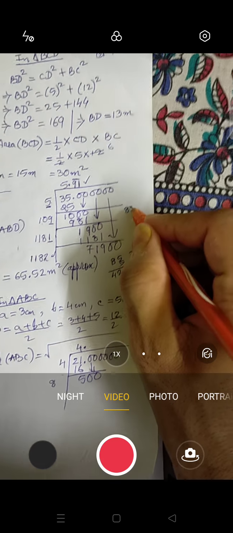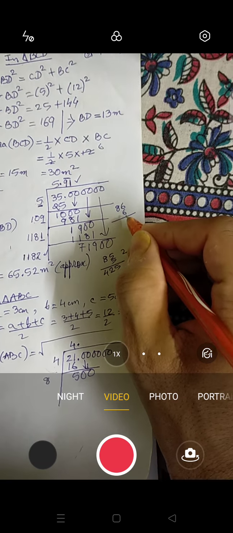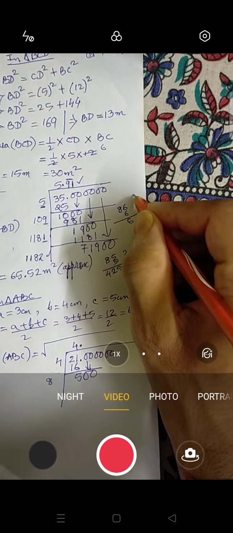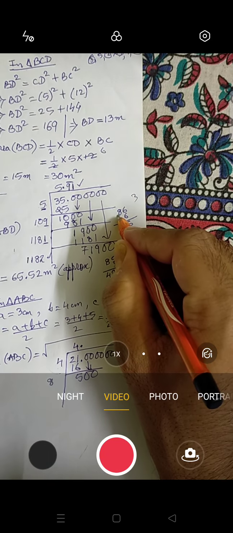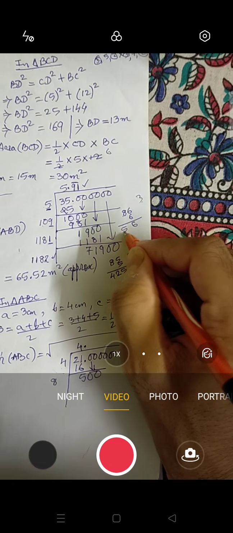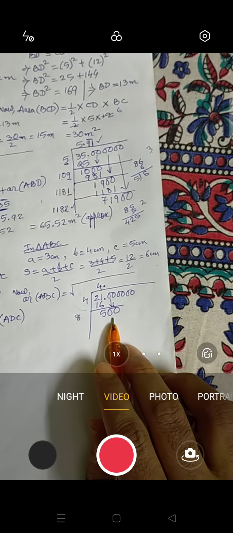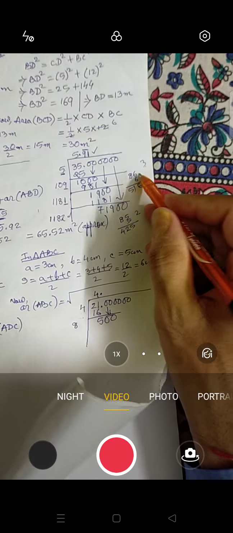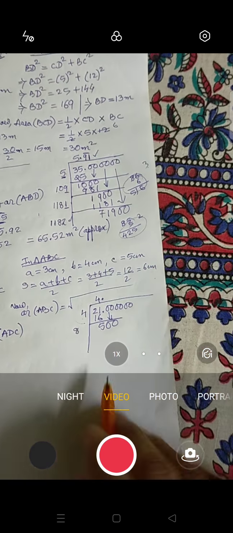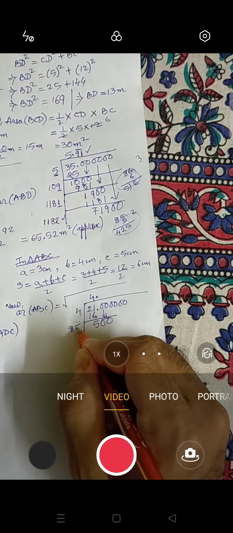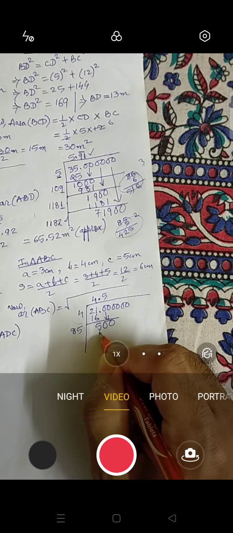Now if you take it by 6, let's check it by 6. 8 is there, we will take 6. So 6 6s are 36, carry 3. 8 6s are 48, plus 3 is 51. This is 516 and this is 500. So we can't take it by 6. We will take it by 5, that is 425.